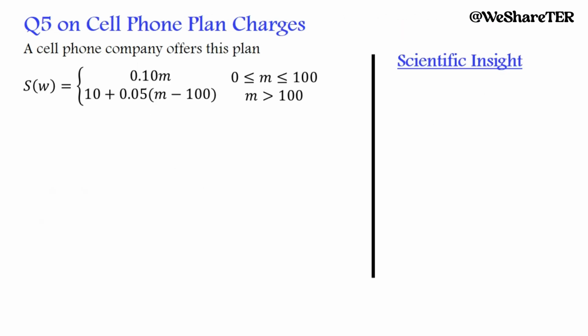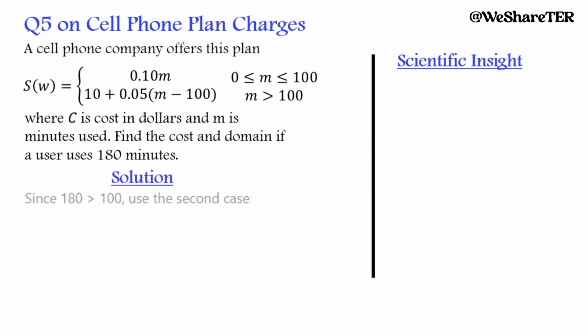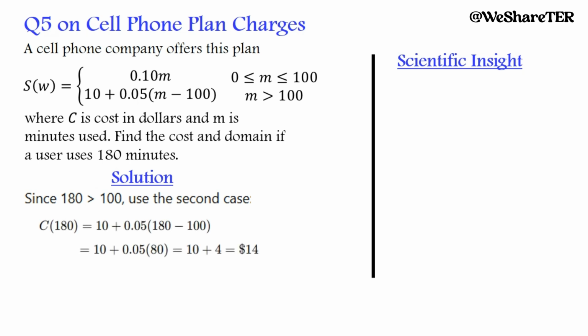A cell phone company offers this plan. C(m) equals 0.10m for 0 ≤ m ≤ 100, and 10 + 0.05(m - 100) for m > 100, where C is cost in dollars and m is minutes used. Find the cost and domain if a user uses 180 minutes. Solution. Since 180 > 100, use the second case. C(180) = 10 + 0.05(180 - 100) = 10 + 0.05 × 80 = 10 + 4 = 14.